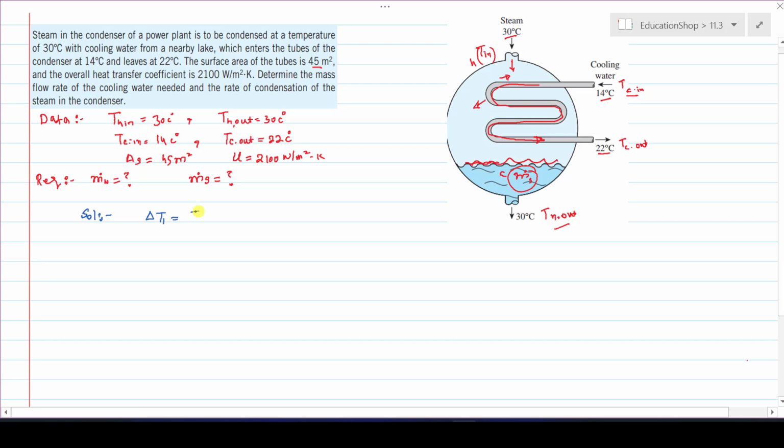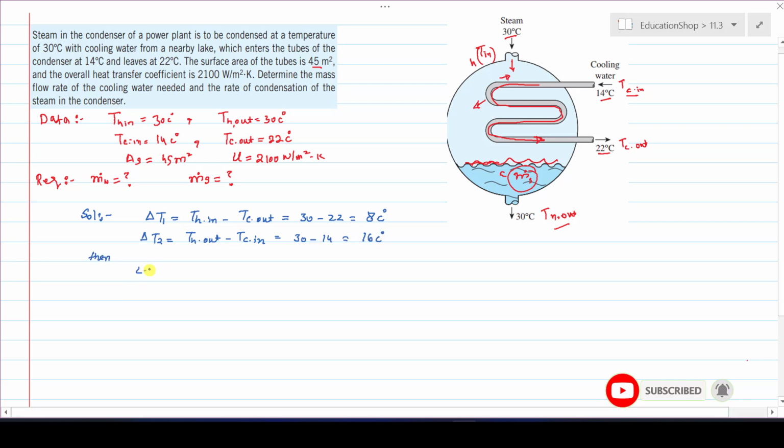Delta T1 is equal to the hot temperature in minus the cool temperature out. Hot temperature in is 30 centigrade and cool temperature out is 22 centigrade. Just simply subtract and you will get 8 centigrade. Then delta T2 is equal to the hot temperature out minus the cool temperature in, and that is equal to 30 minus 14, and you will get 16 centigrade.